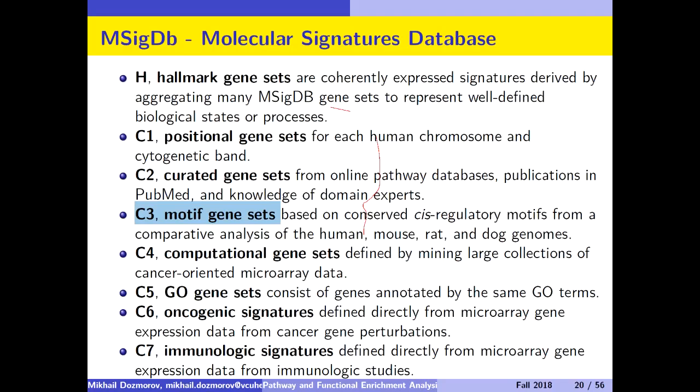Positional gene sets, we already talked a little bit about it. It's where your genes are located. For example, you may study some cancer and have a hypothesis that a whole arm or a particular part of your chromosome is gone, and you want to identify whether genes located in this deleted region are downregulated. That's what you use positional gene sets for to answer this question.